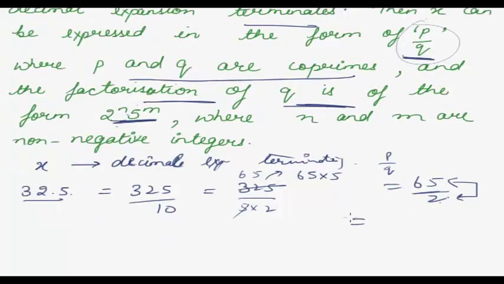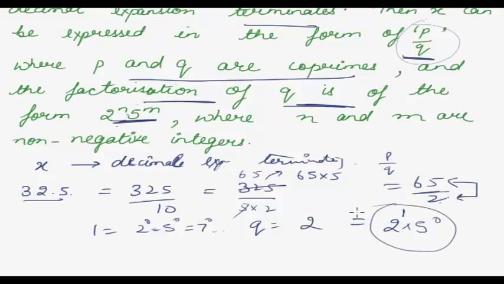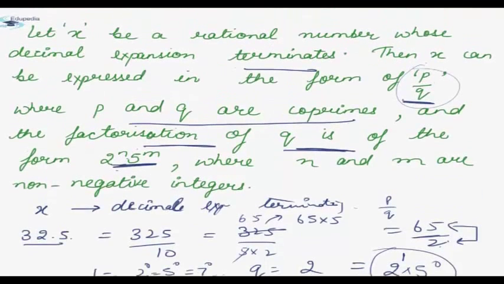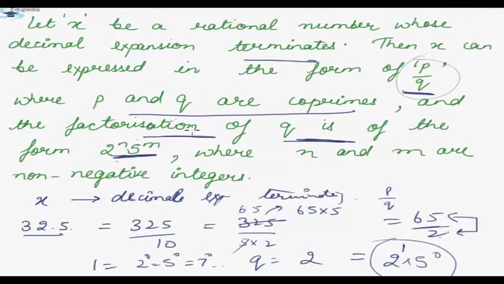Now this q, that is 2, can be expressed as 2 raised to power 1 into 5 raised to power 0, because anything raised to power 0 is 1, that is 2 raised to power 0 or 5 raised to power 0 or 7 raised to power 0 and so on. And 1 and 0 are non-negative, so this q can be expressed in this form also. Thus this theorem is explained with the help of this example.